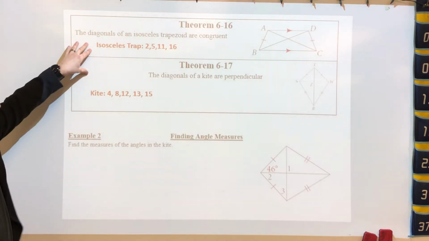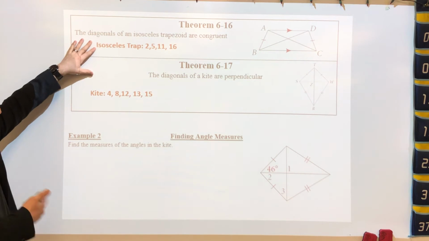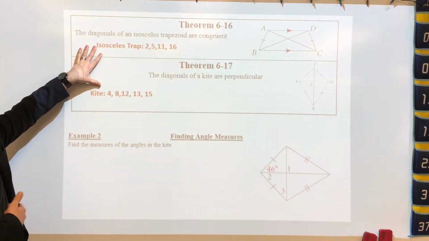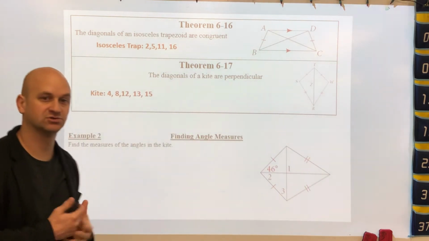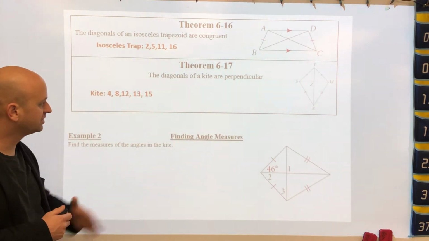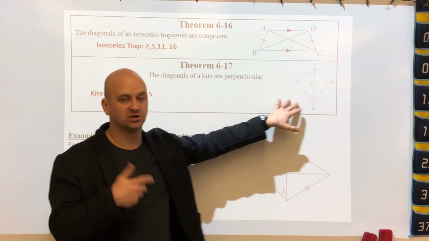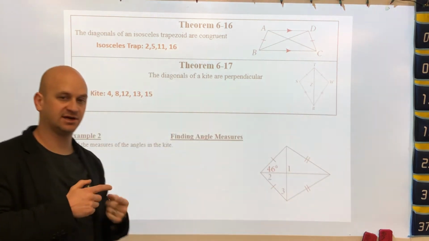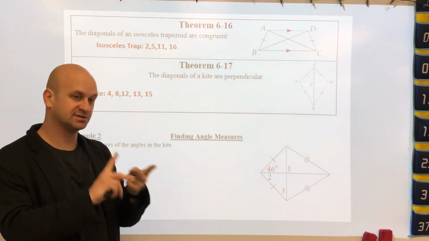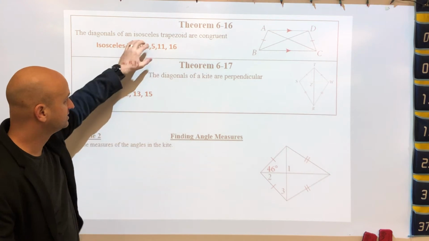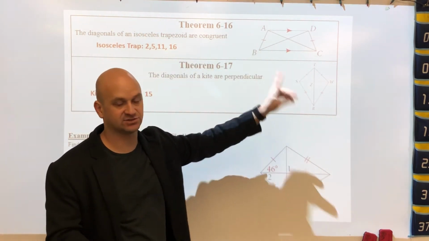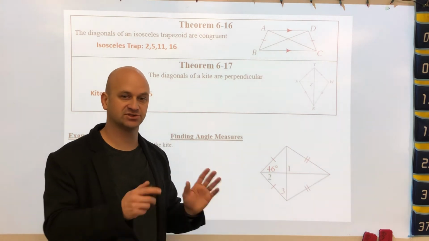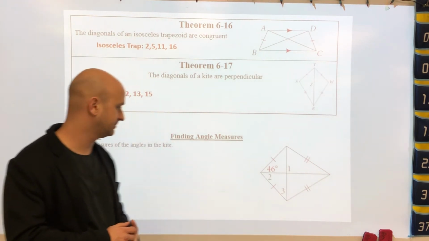Okay. Now, we have properties of diagonals for kites and isosceles trapezoids. So the isosceles trapezoid diagonals are congruent. Right? And the diagonals of a kite are perpendicular. So we've seen diagonals of a rhombus are perpendicular and diagonals of a kite are perpendicular. Diagonals of a rectangle are congruent and diagonals of an isosceles trapezoid are congruent. Not all trapezoids, just an isosceles trapezoid.